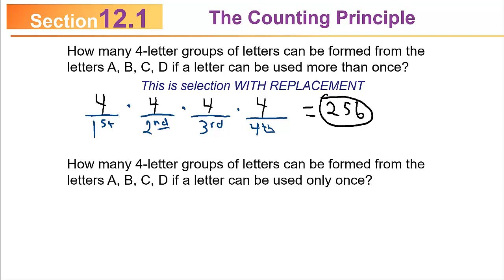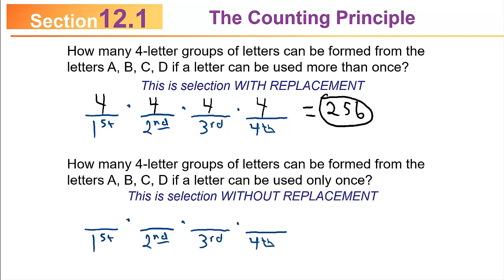But what if you do it where a letter can only be used once? That means once you pull a letter out, you can't put it back in again. Well, this time you're drawing without replacement. So it starts off the same. There are 4 letters, but once you look at that letter, you don't put it back in, so there are only 3 left for the 2nd draw. There are only 2 left for the 3rd draw, and by the 4th draw, there's only 1 letter left. So by the counting principle, if you draw without replacement, you get 4 times 3 times 2 times 1, which is 24 different 4-letter groups. Again, if you're drawing without replacement.